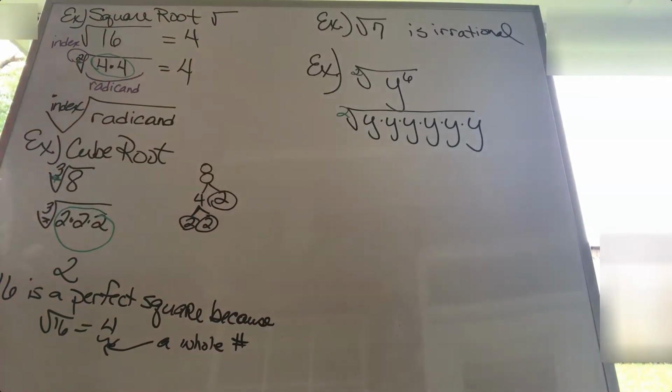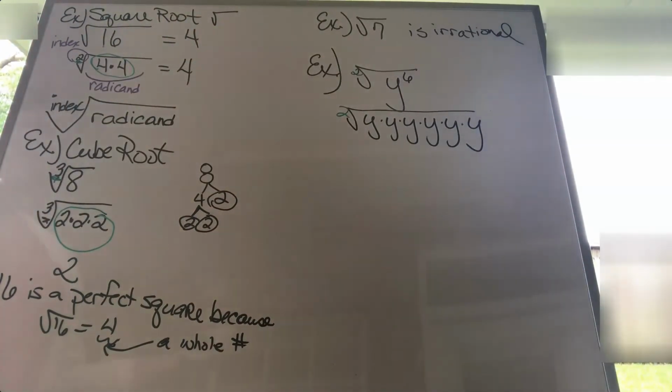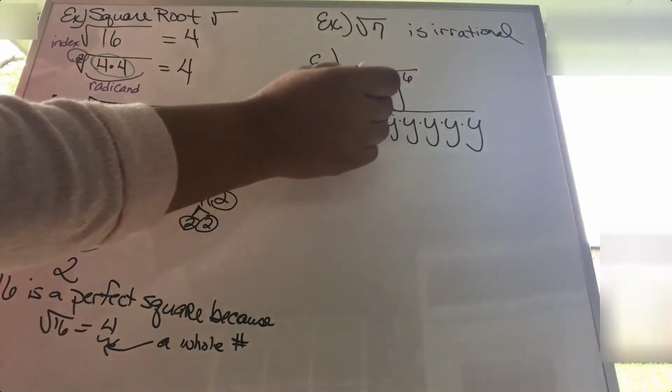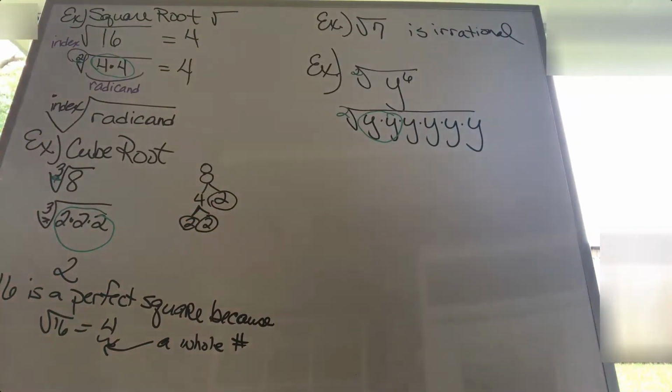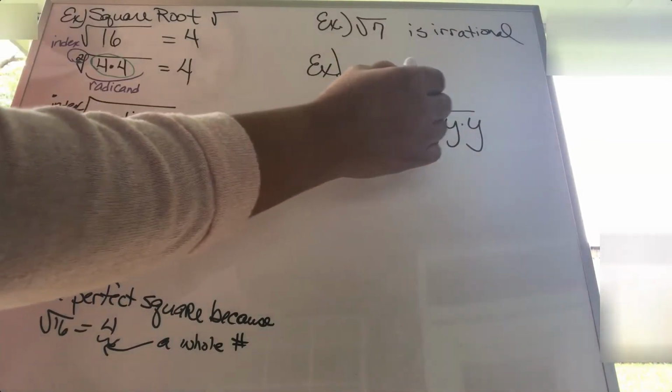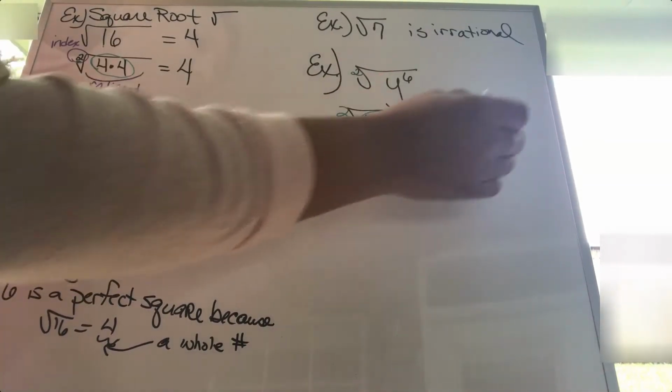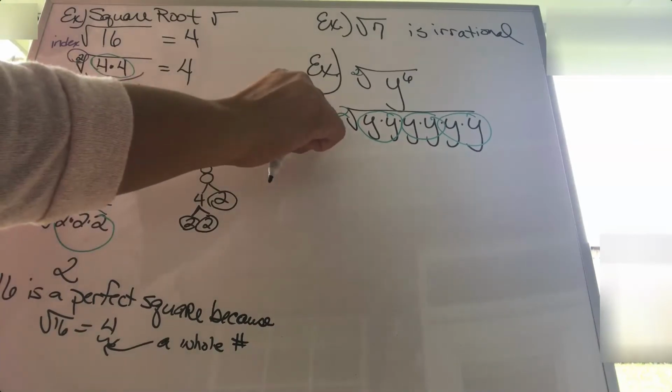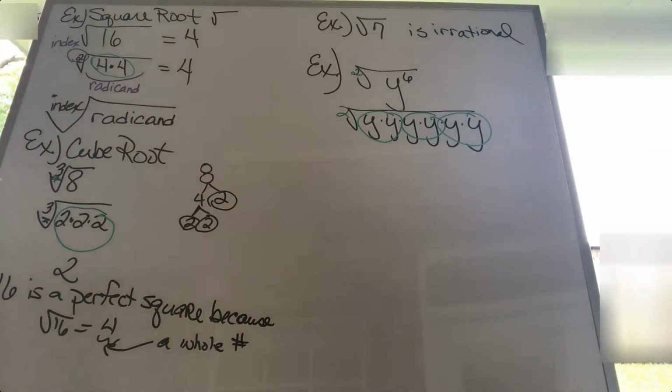Y to the 6, that's just 6 of those y's sitting up there being multiplied together. And so here I have a set of 2 y's. Here I have a set of 2 y's. Here I have a set of 2 y's. And I'm picking sets of 2 because of the square root.